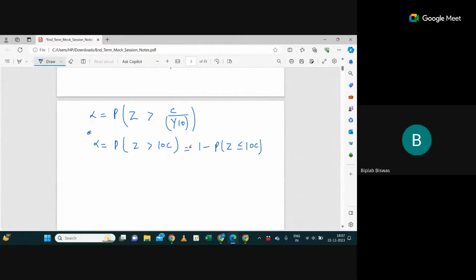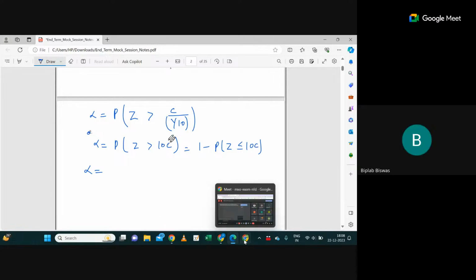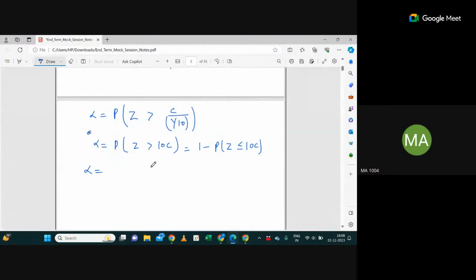Sir, just one doubt here. We are saying that Z plus, and sometimes we get Z minus some constant, right? In the current step, we got Z greater than 10C, right? And we are saying it is 1 minus probability of Z less than or equal to, reversing the symbol, like it was greater than and we are making it less than. Sometimes we will get Z less than some constant value, right? That time also, should I take 1 minus P and then reverse the symbol?